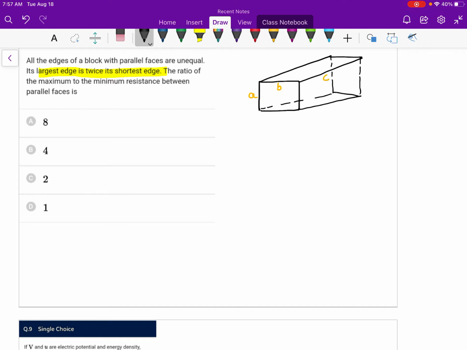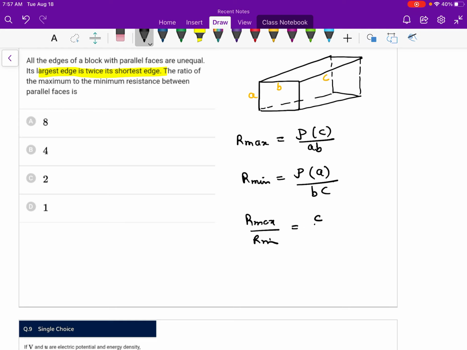So R maximum is rho, length should be maximum, so this should be C, and area should be minimum, so AB. And R minimum is rho, length should be minimum, so this is A, and area should be maximum, which is BC. So R max upon R min is C upon A whole square. Now the maximum edge is twice the shortest edge, so this is 2 square, so this is 4. So the maximum to minimum resistance is 4 is to 1.